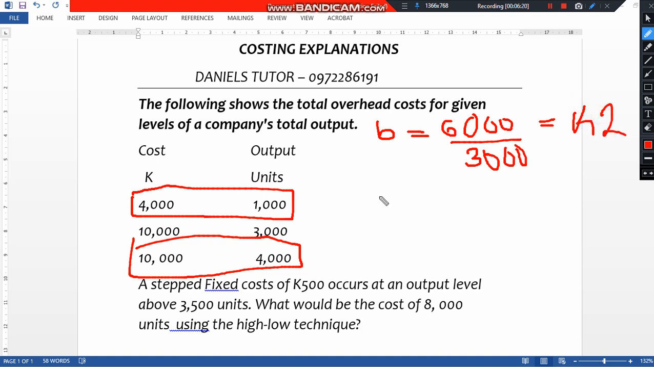So the variable cost here is 2 kwacha per unit. Then we quickly find the fixed cost. The fixed cost is total cost minus variable cost. Let's use the last one here. The total cost is 10,000, minus variable cost, with the units down here 4,000. So 4,000 times 2, that's 8,000. So the fixed cost is 2,000 kwacha.